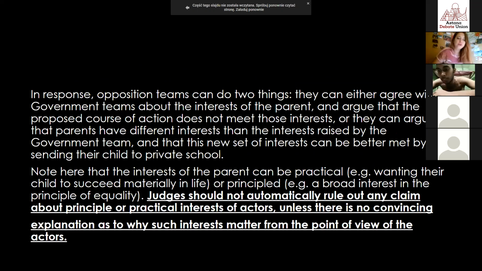Note here that the interest of the parent can be practical, wanting their child to succeed, or principled, a broad interest in the principle of equality. Judges should not automatically rule out any claim about principle or practical interest of actors unless there is no convincing explanation as to why such interest matters from the point of view of the actors.